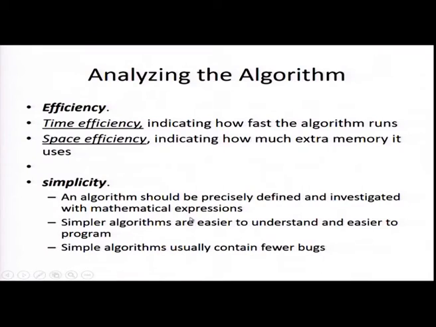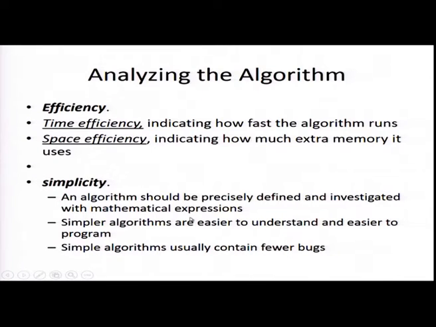Then next is about simplicity. As far as simplicity is concerned, what do you mean by simplicity? When you are going to code, when you have an algorithm, it should be simple enough, it should be crisp, but it should be sturdy. Sturdy in the sense it should be efficient in terms of execution. An algorithm should be precisely defined and investigated with mathematical expressions.